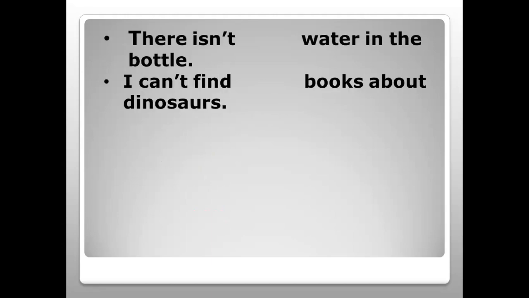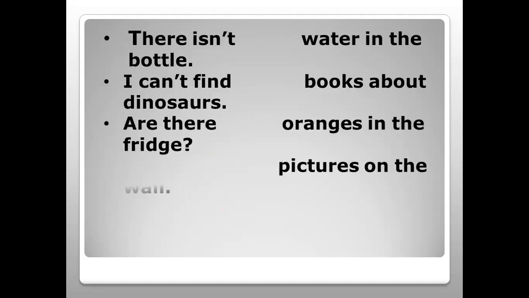Let's go to the exercise. There isn't some or any water in the bottle. So is there isn't positive or negative? Yes, it's negative. So we use any or some in negative? Excellent. Yeah, we use any in negative.